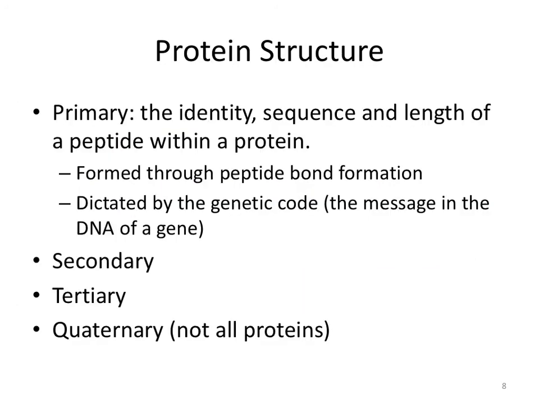So we've just talked about protein primary structure, which is describing how a peptide forms and what a peptide is. So primary structure refers to the identity, sequence, and length of a peptide within a protein. Primary structure is dictated by the formation of peptide bonds, which are what connect amino acids one to another, and which amino acid is placed at which location in the peptide is dictated by the genetic code, which is the message written within the DNA of a structure called a gene in every single organism.